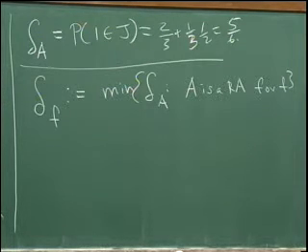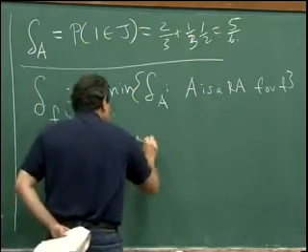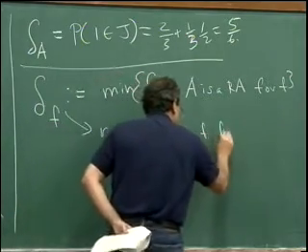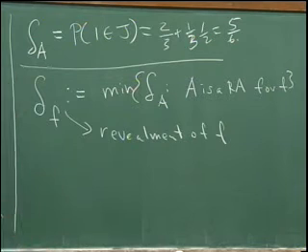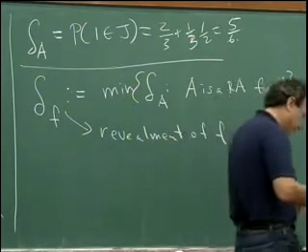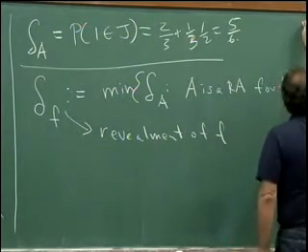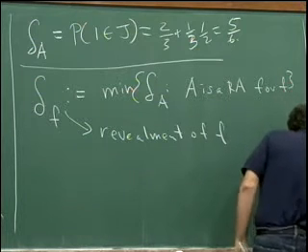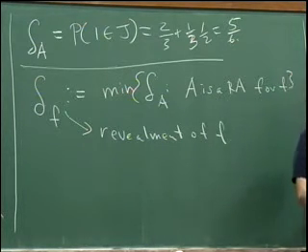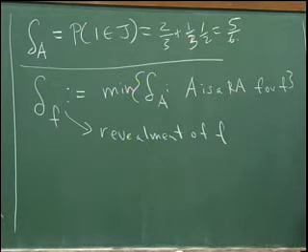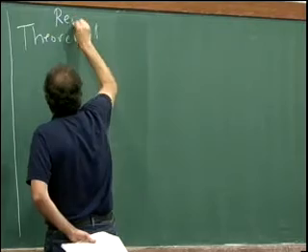Okay. So it turns out that this thing, which we'll call the revealment of F, is going to be linked up with noise sensitivity in a certain way. And this approach will be able to prove that various models are noise sensitive. So let me state the theorem, which I'll call the Revealment Theorem.